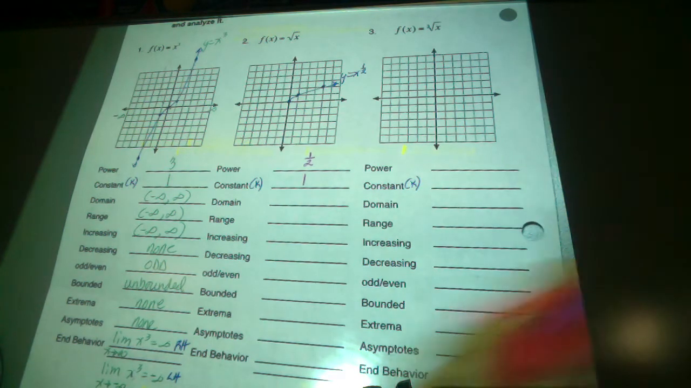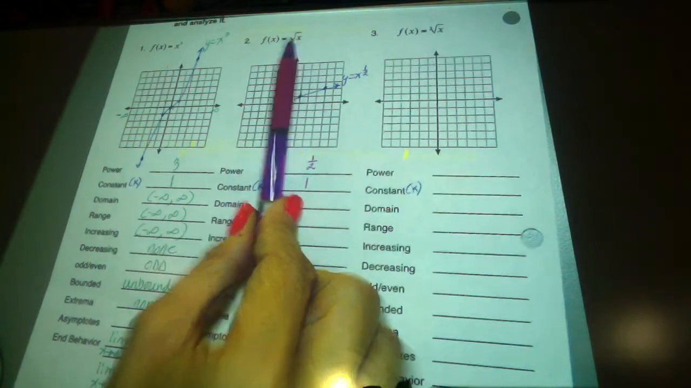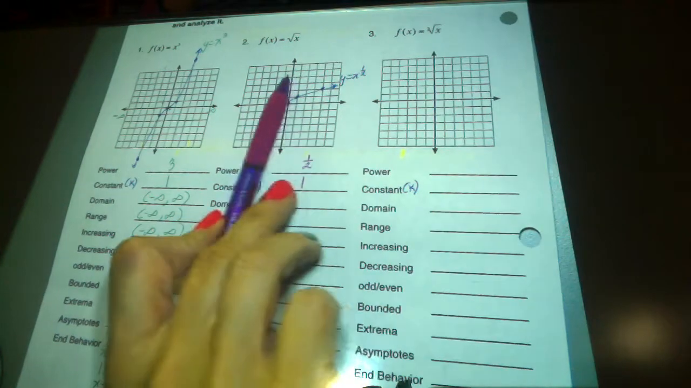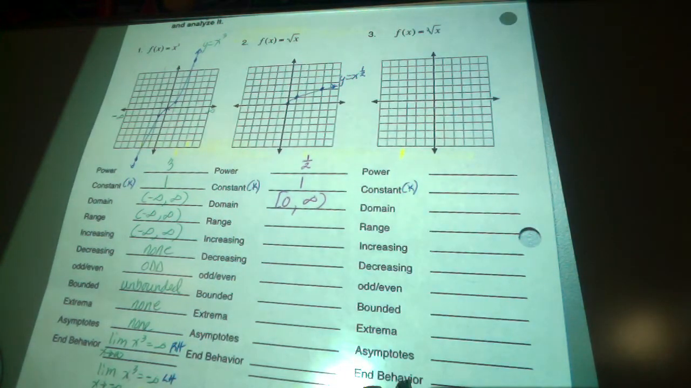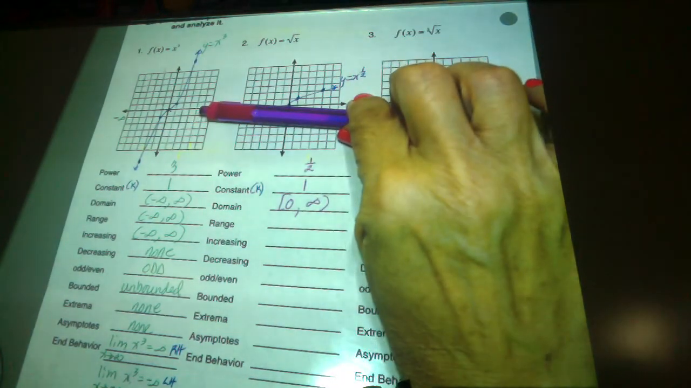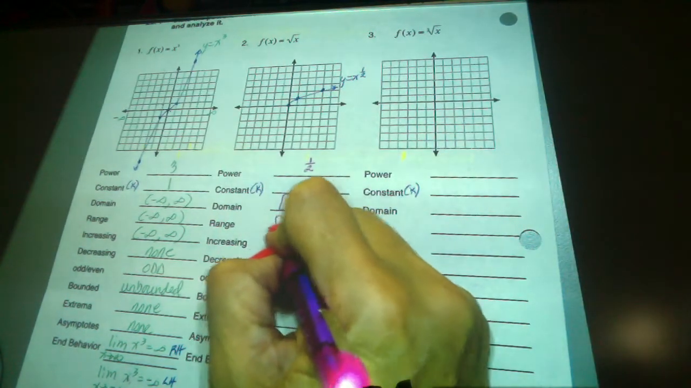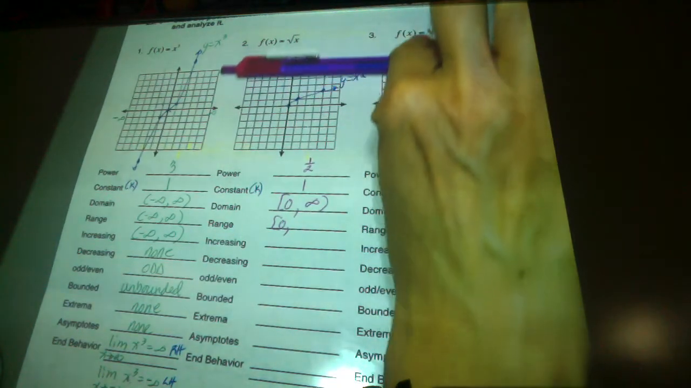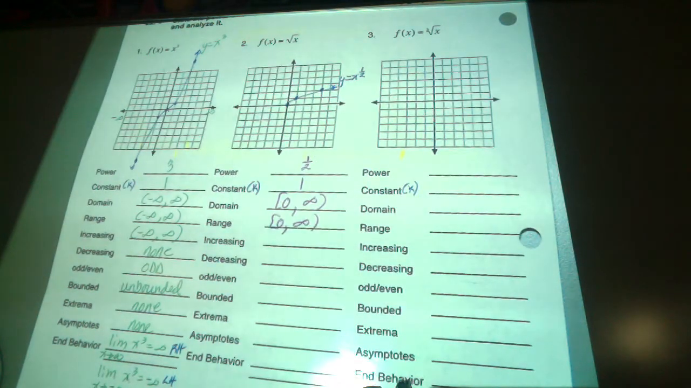What's the domain? What's my leftmost x value? 0. And it's a bracket because we are including 0. You can take the square root of 0. And it goes to what's the rightmost x? Positive infinity. What's your range? What is your lowest y value going from low to high that you can do? 0. A y value of 0 at that ordered pair 0, 0. So your y value is 0 and it is included because it's a point on the graph and it goes to what highest y value? Positive infinity. So it appears that the domain and range are identical.